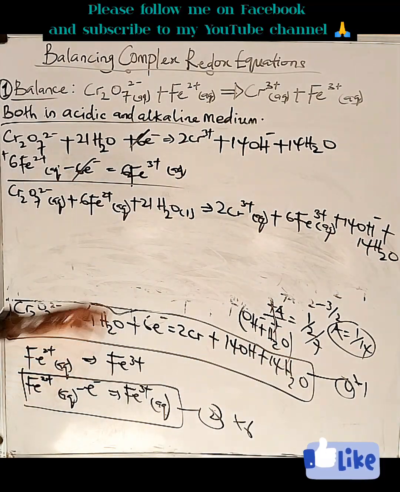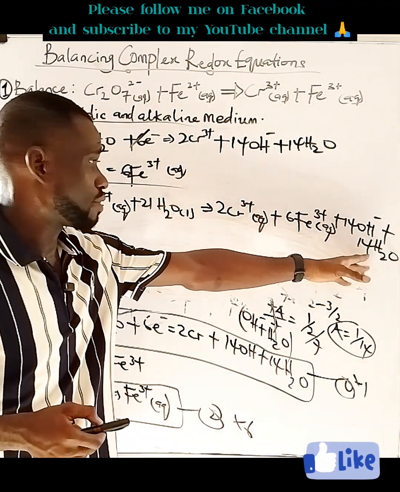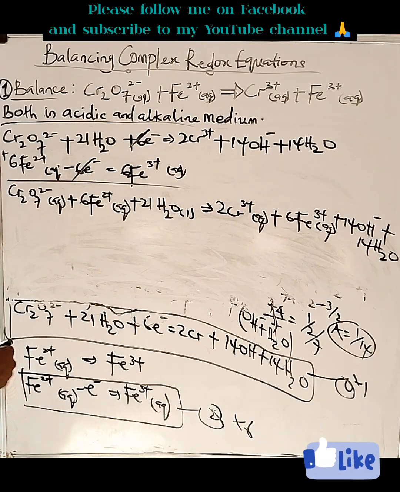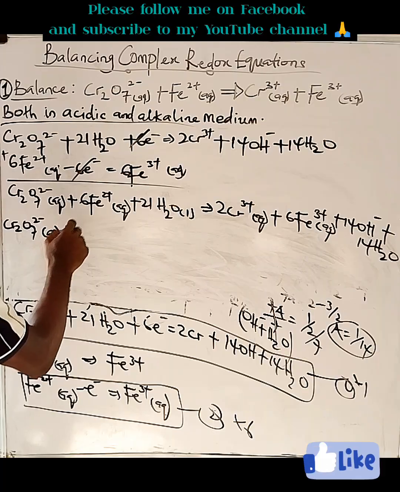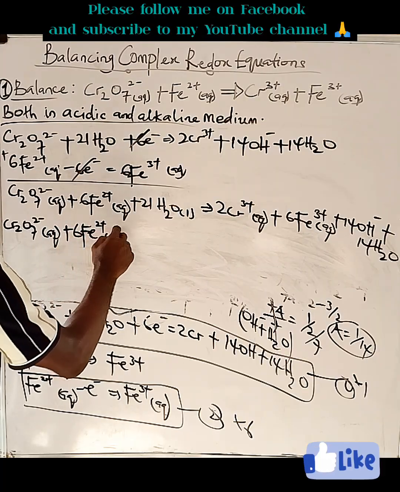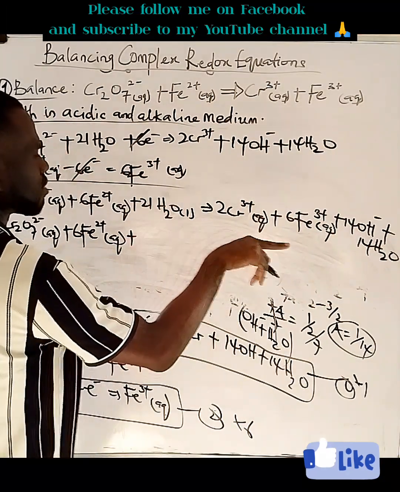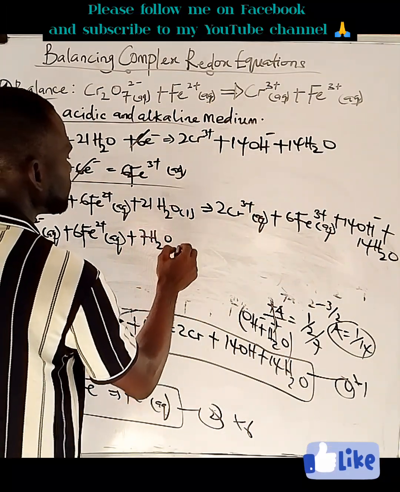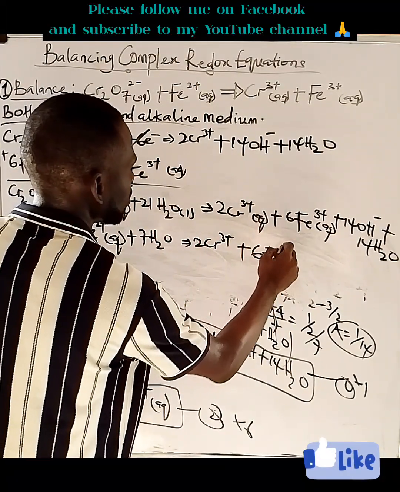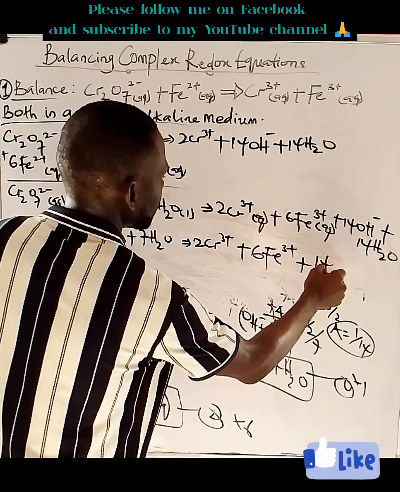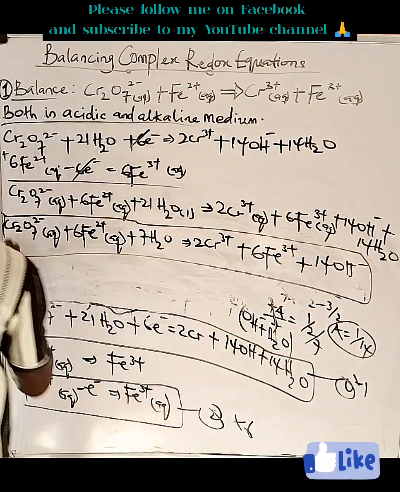So what are we going to do next? The next thing we're going to do, we're going to collect our like terms. We have plus 14 molecules of water on this very end. We're going to send it over to this place, to balance out the whole thing. So we've done already Cr2O7 2 minus aqueous plus 6Fe2 plus aqueous. Then when plus 14 molecules of water crosses to this place, 21 minus 14 gives us plus 7 H2O. And 2Cr3 plus, 6Fe3 plus, 14 hydroxyl ion. So this is how to balance this in alkaline medium.